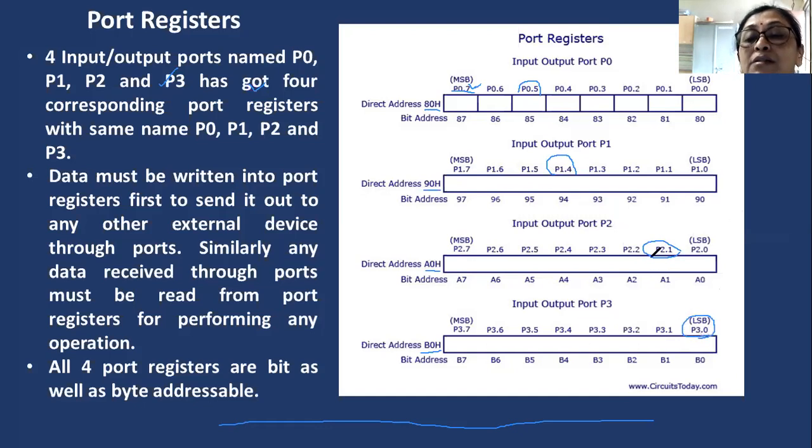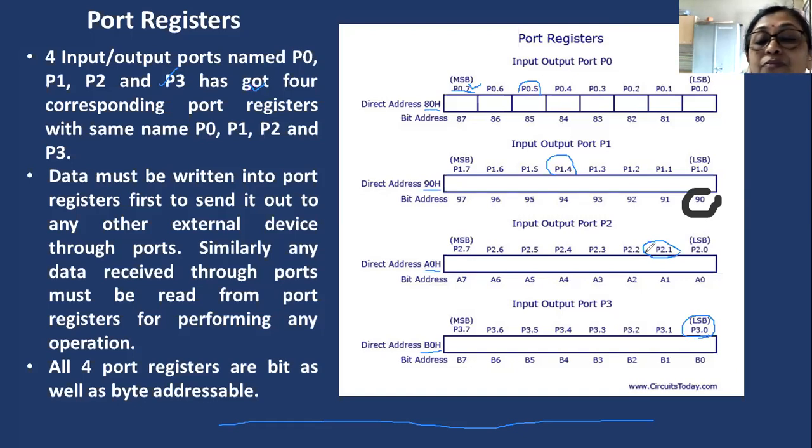So like this, you can operate bitwise on the port by mentioning a particular bit of the port, that is P0.5, P1.4, P2.1, P3.0, etc. That means the port registers are bit addressable as well as byte addressable. So are you clear about this? Are you clear about this, students?